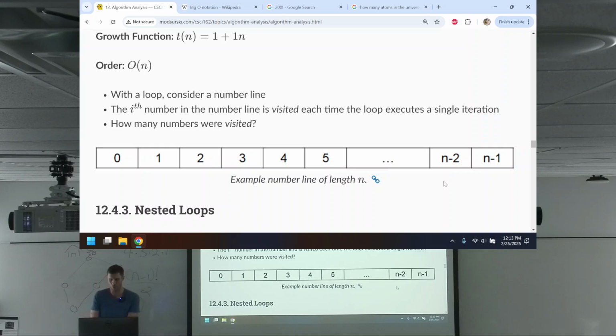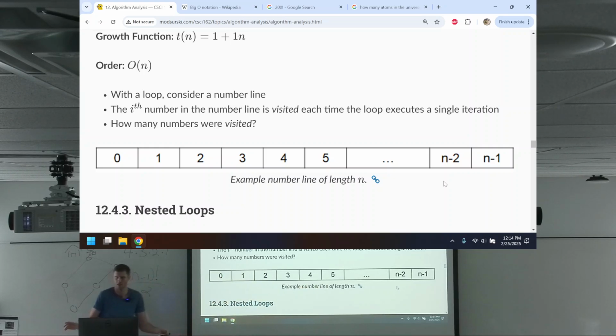With a loop, consider a number line. Right here I've represented a number line. The ith number in the number line is visited each time. I always like to think of it like, how many things do I have to put my finger on? For the loop, 1, 2, 3, 4. The loop's running that many times, right?